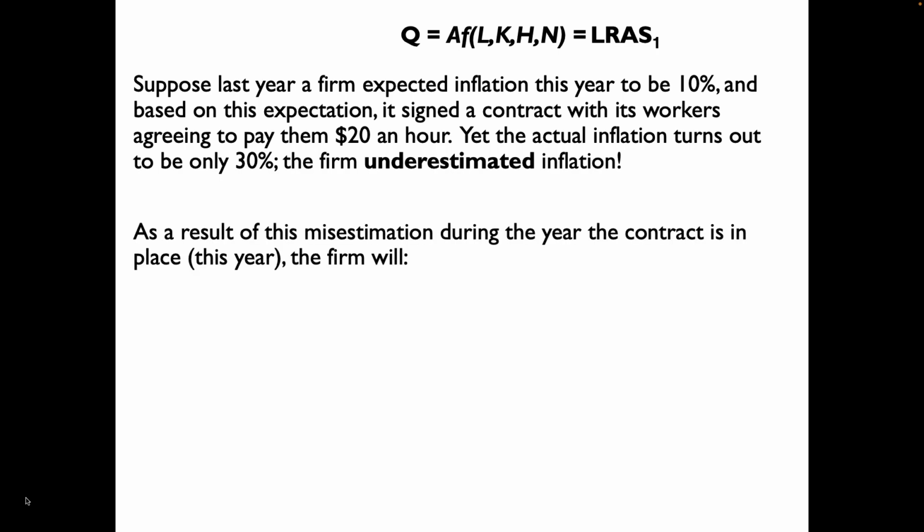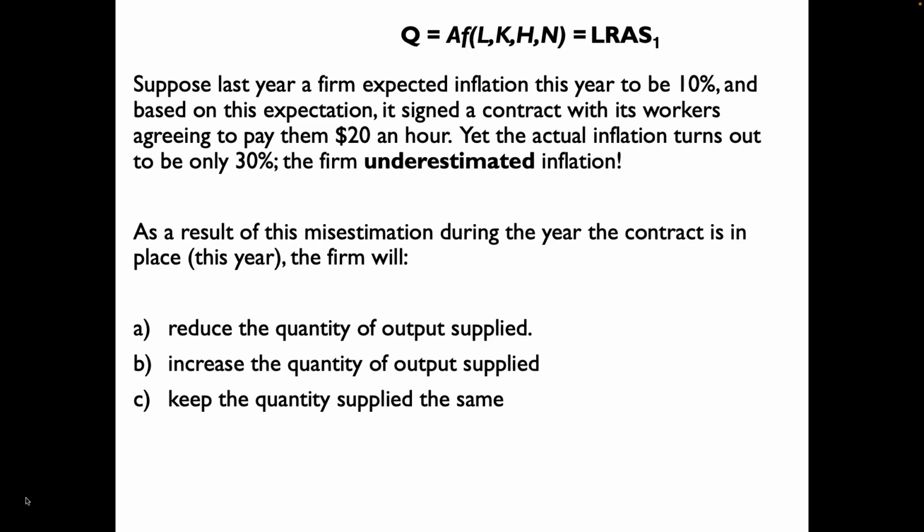So the question is, as a result of this misestimation during the year the contract is in place, let's say this year, the firm will what? Will reduce the quantity of output supply, will increase the quantity of output supply, or will keep the quantity supply the same?